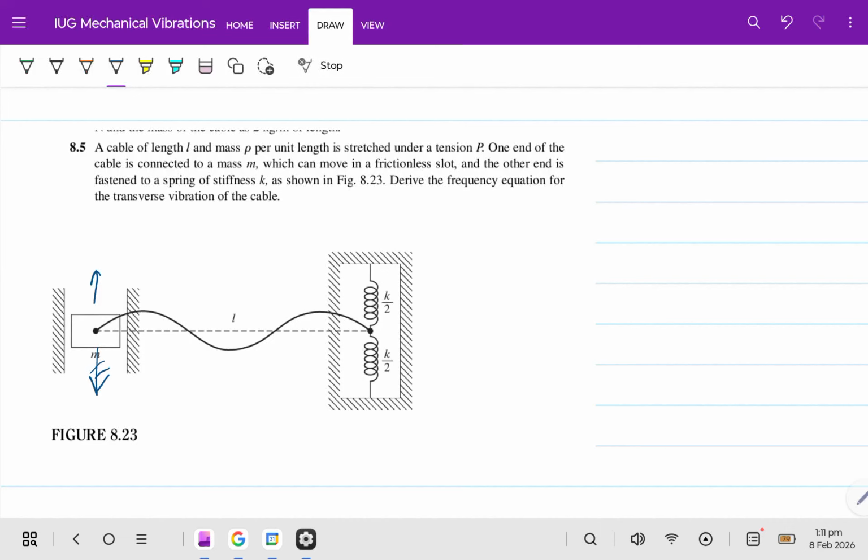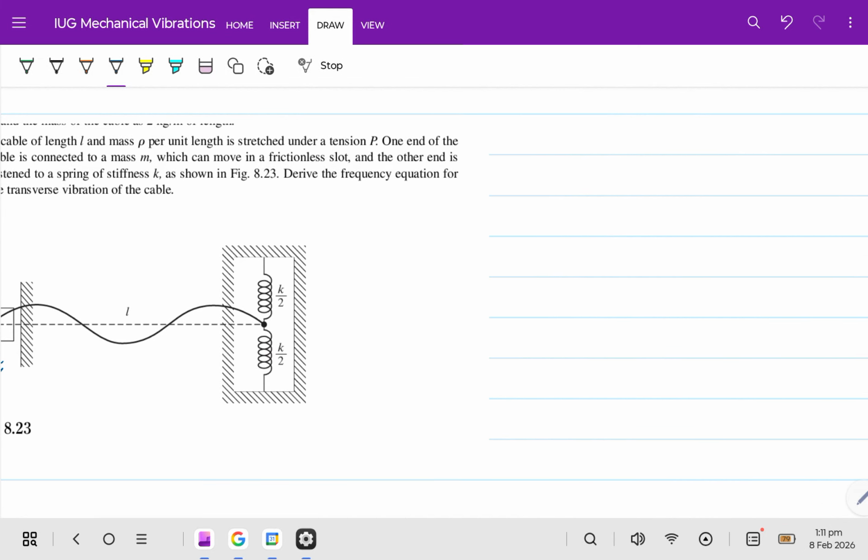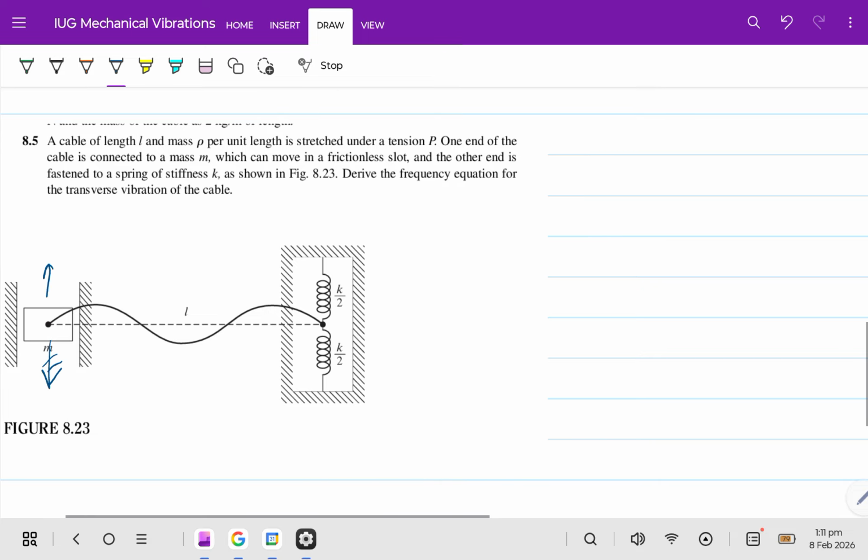So, first of all, we should define the boundary conditions for ourselves, and we should refer back to the original equation of motion for this string. It will have two different equations of motion, one at this end that is attached to a mass in a frictionless slot, and one at this one that is connected to the spring.